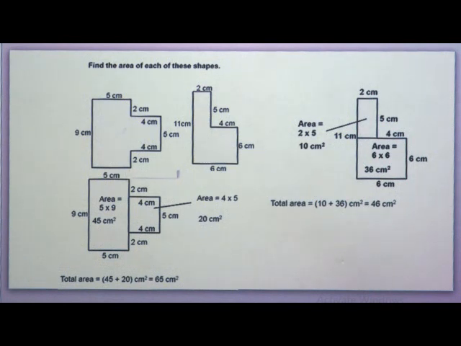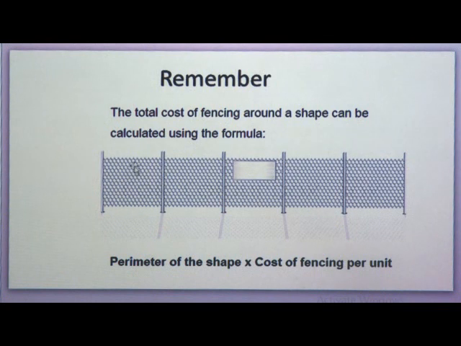Now, we will see, you know what to remember about this? Yes, you might be thinking what is it? It is nothing but fencing. So, the total cost of fencing around a shape can be calculated using a formula. We use it just to fence our bungalow.